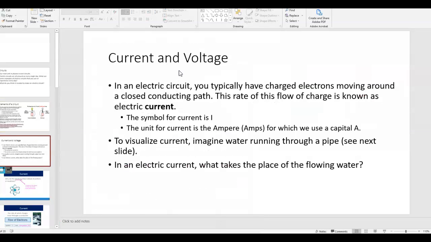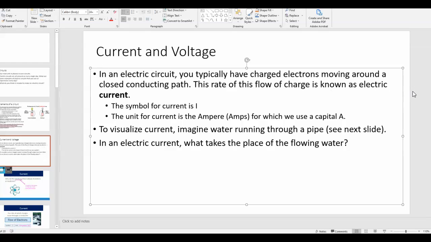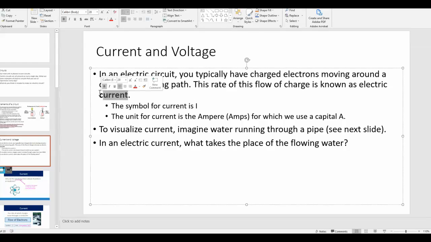Okay, so let's talk about some physical quantities that we need in order to do circuits. I said before, in an electric circuit, you typically have charged electrons moving around a closed conducting path. How quickly they flow, the rate of their flow, is what is called electric current. And you might have heard that term before, current.